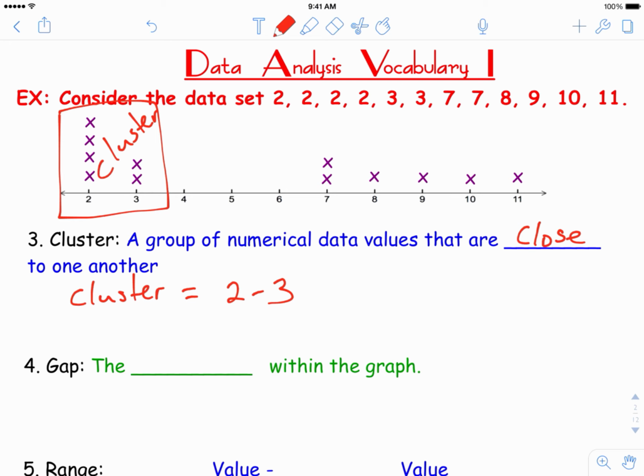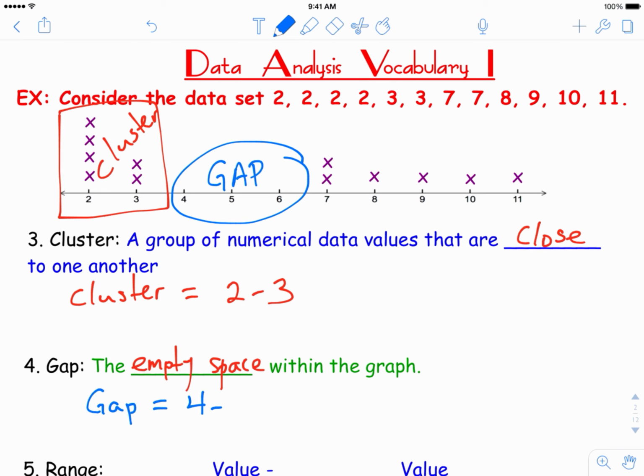The next vocabulary is gap, which refers to the empty space within the graph. The empty space on this line plot is in between the values 4 to 6, so the gap of this dataset is 4 to 6.